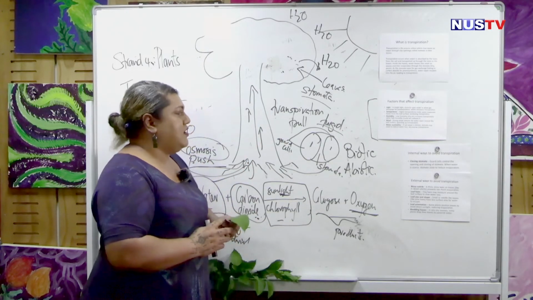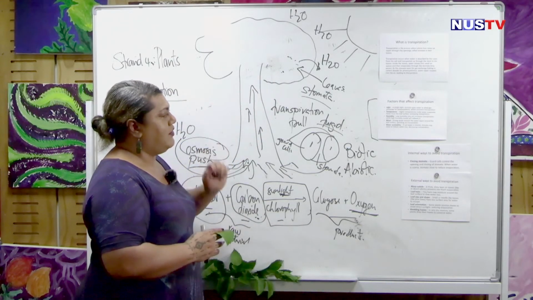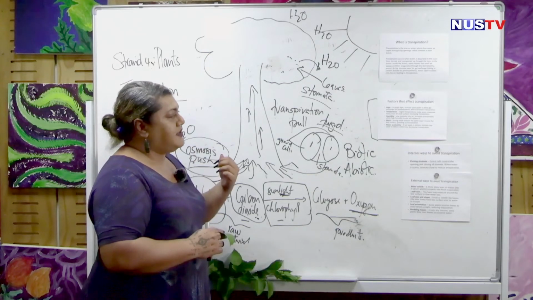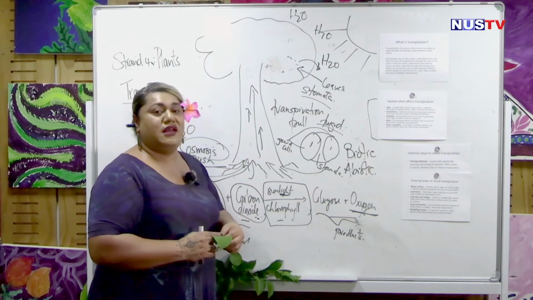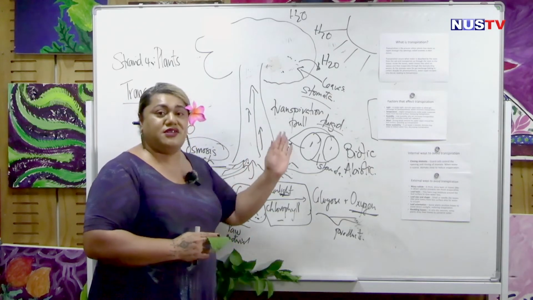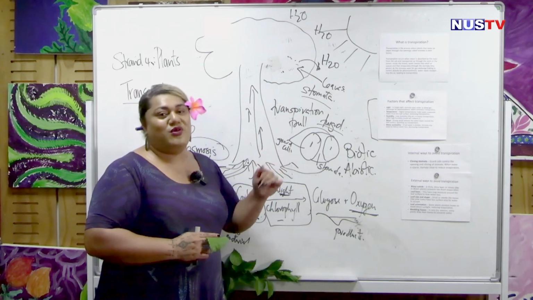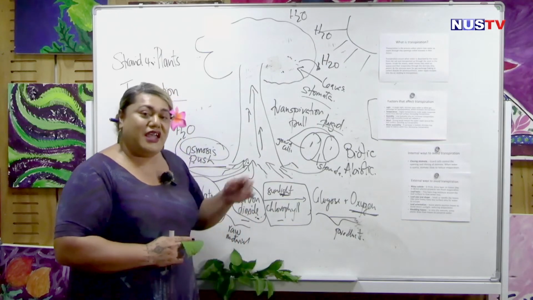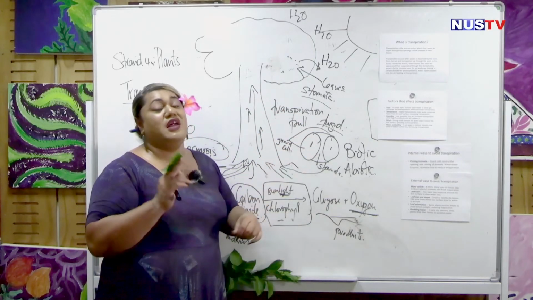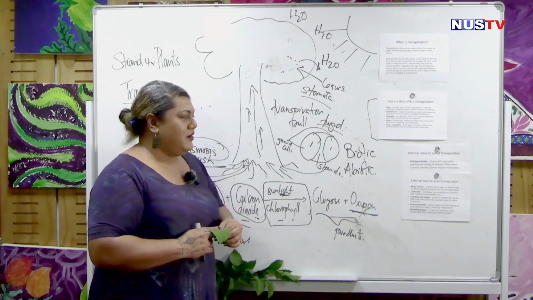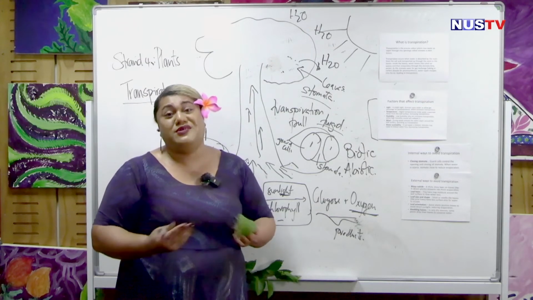So there are five factors here: light, temperature, humidity, wind, and water availability. When we increase some of these factors, others decrease, like humidity. So if I increase the humidity, I decrease the rates of transpiration.